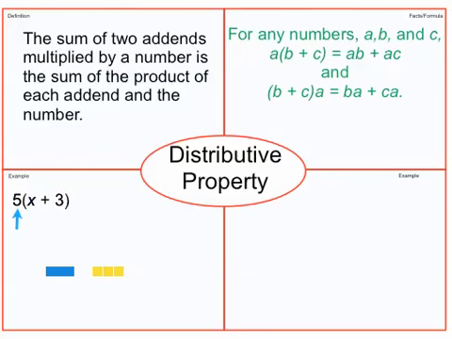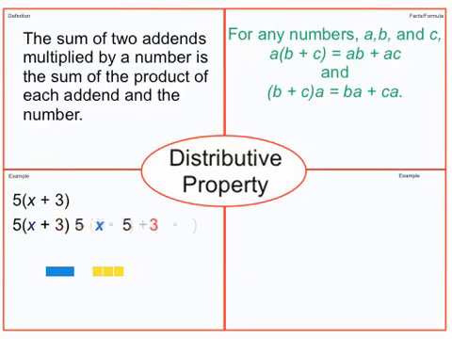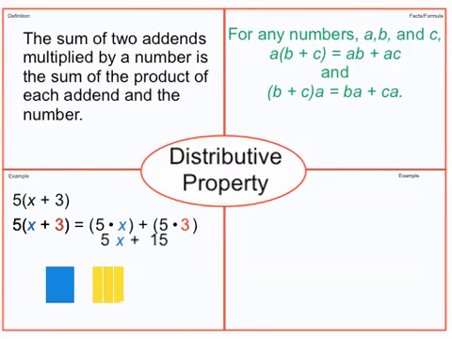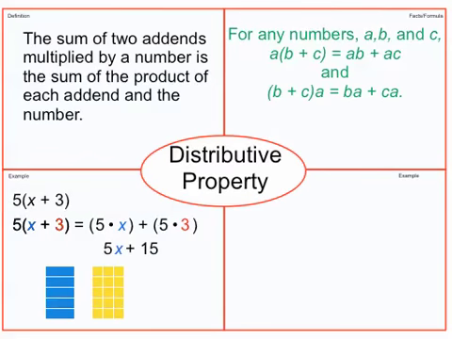What we're going to do is multiply 5 times x, and then we'll multiply 5 times 3. So here's the setup. I've color-coded the two terms there so you can keep track of them. And we'll go ahead and multiply 5 times x and 5 times 3. And our new expression will be 5x plus 15.